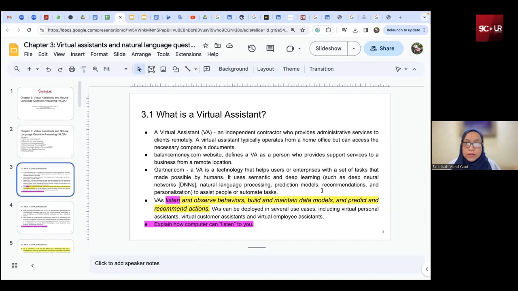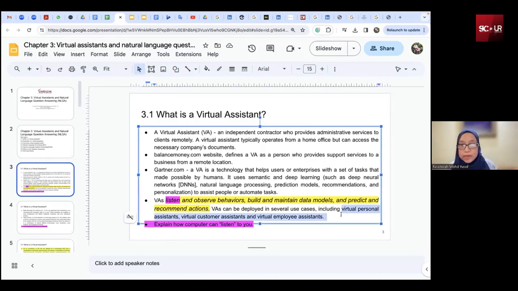So the easiest, if you use an iPhone, it has Siri. Also Alexa. Those are the most advanced VAs. It can help you to call a person on your mobile phone. Okay, VA listens and observes behaviors, builds and maintains data models, predicts, and recommends action, and VA can be deployed in several use cases. Including virtual personal assistants, virtual customer assistance, or in the form of employee assistance. So these are the forms of virtual assistants.